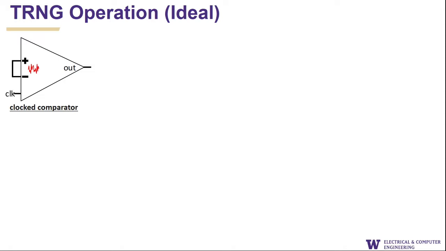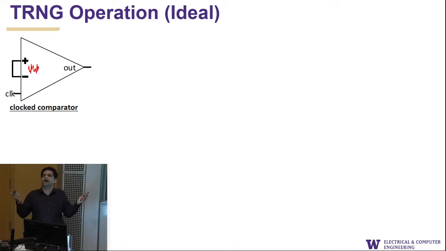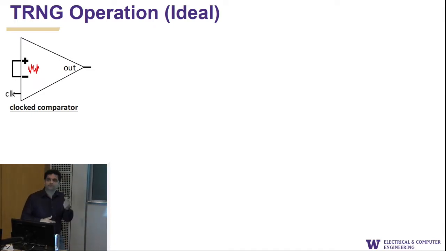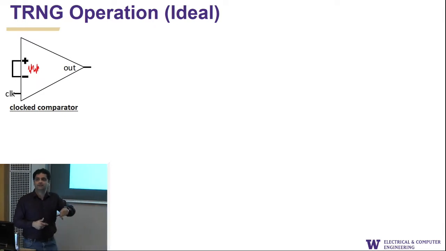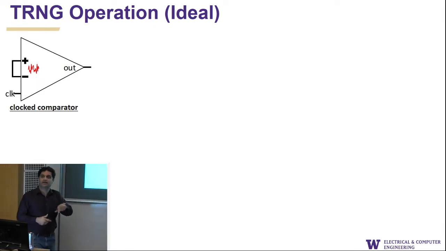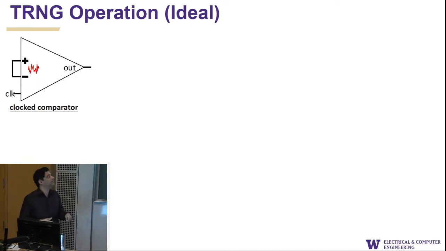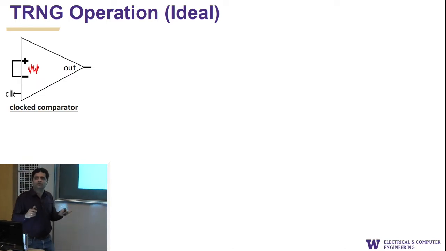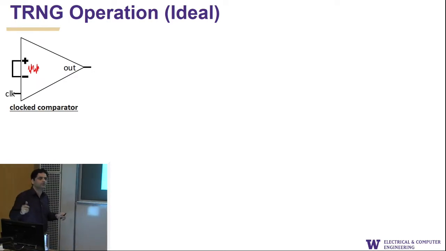A clocked comparator basically makes the determination whether the positive terminal or the negative terminal is higher. So if the positive terminal has a higher voltage, the output will be high. And if the positive terminal has a lower voltage, the output will be low. What you do is you short the input and rely on the thermal noise that exists in your circuit, and you harness that thermal noise to basically give you random outputs. Convenient, clean so far, okay?